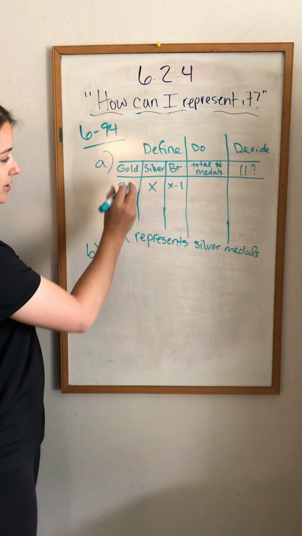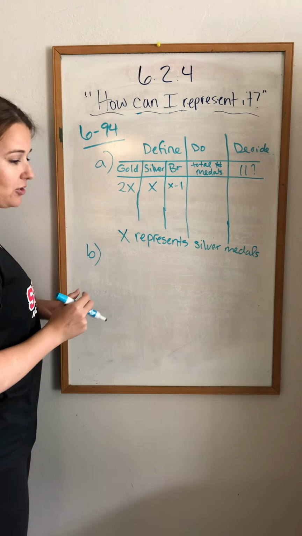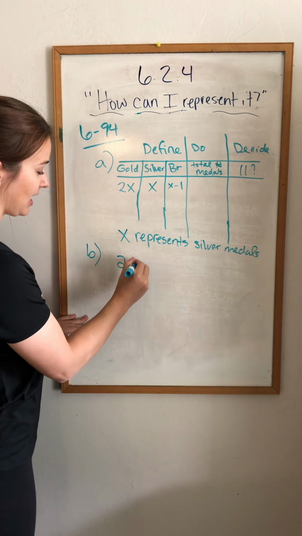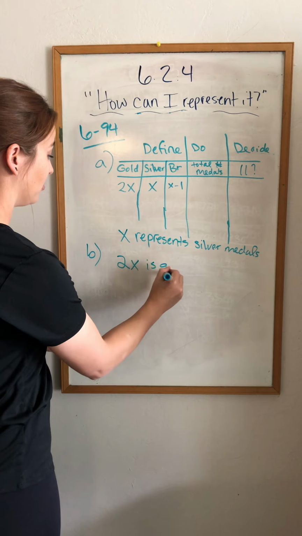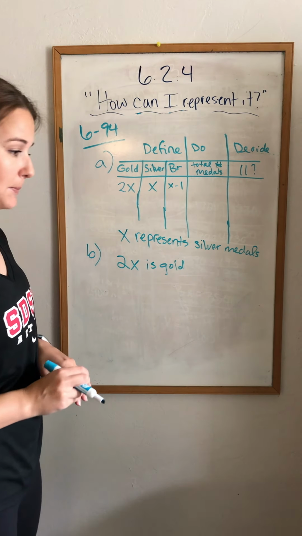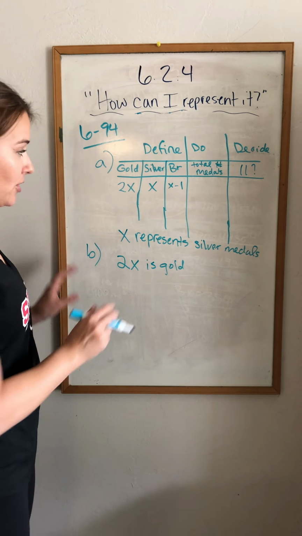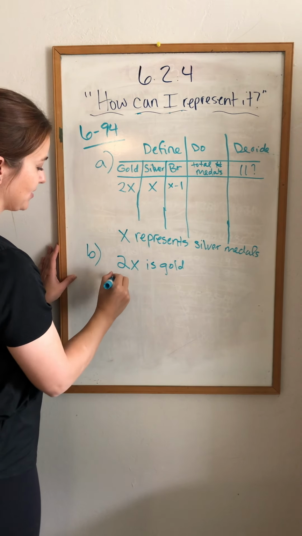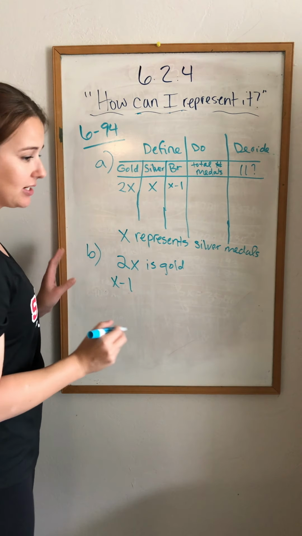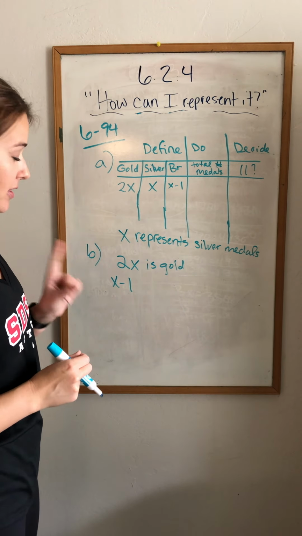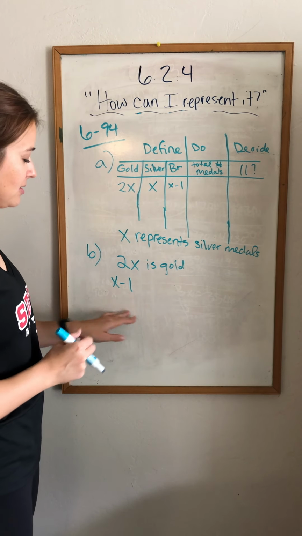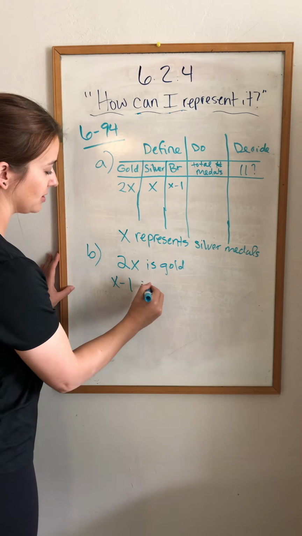Part B says, how did she represent the number of gold and bronze? So for gold, I'm looking at the gold column, she represented gold as 2 times x, or 2x. 2x is gold. And then for bronze, she represented it as x minus 1, because it said in the problem that bronze received 1 fewer than silver. Fewer means less, so x minus 1 is bronze.